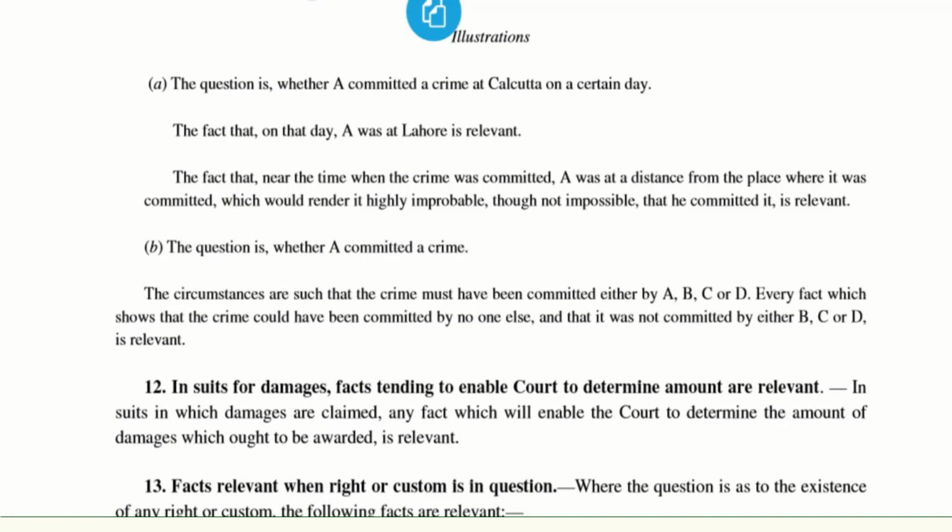Now, let us move to section 12. It says, in suit for damages, facts tending to enable court to determine amount are relevant.